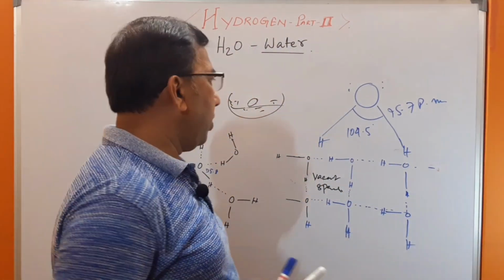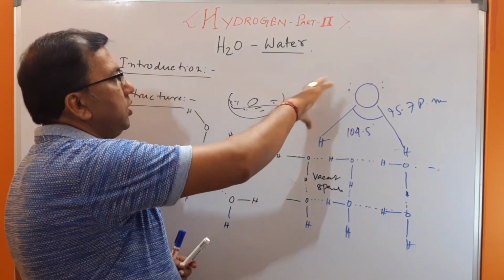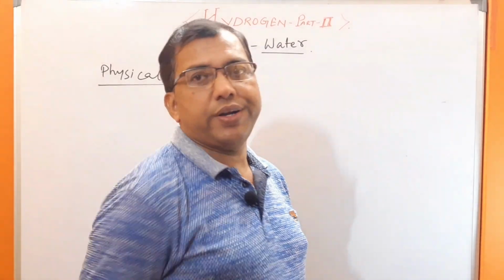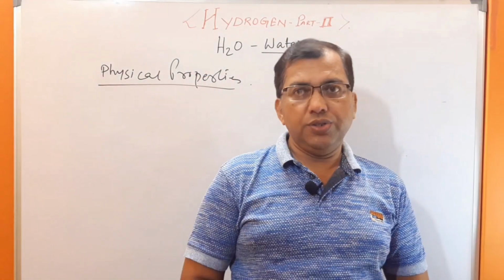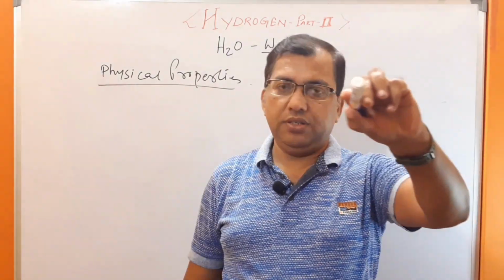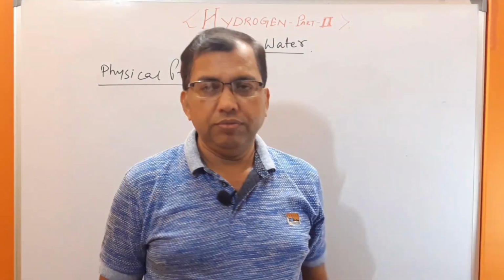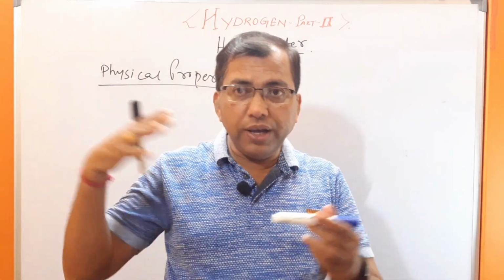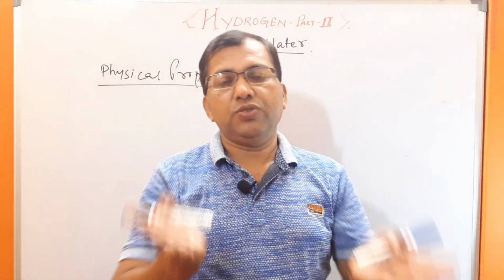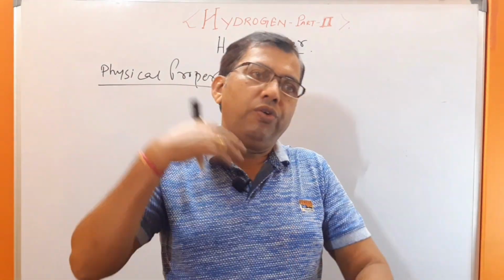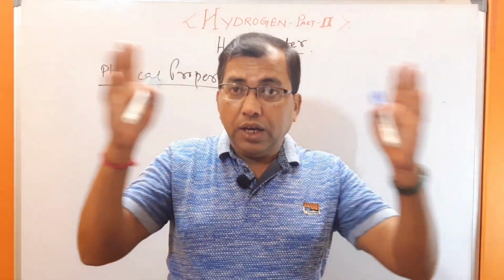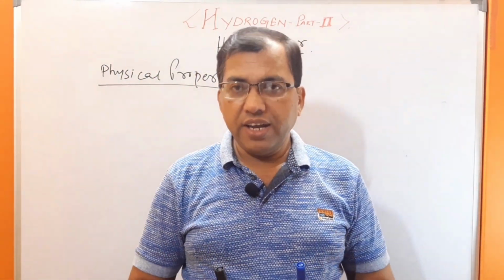Clear? And you also know there will be sp3 hybridization. Next comes the physical property of water. What is the physical property of water? Because of the high dielectric constant, most probably 78.9, and being polar in character, it is regarded as a universal solvent. Solvent means all solutes dissolve in it. Why does it dissolve? Because of the high dielectric constant.